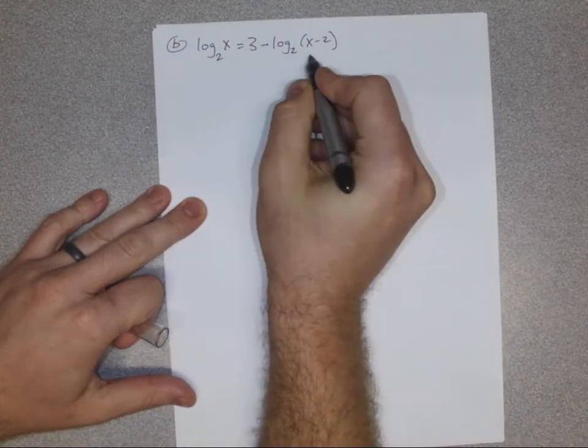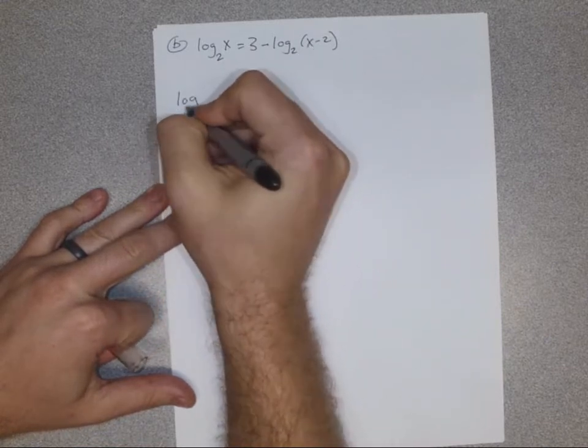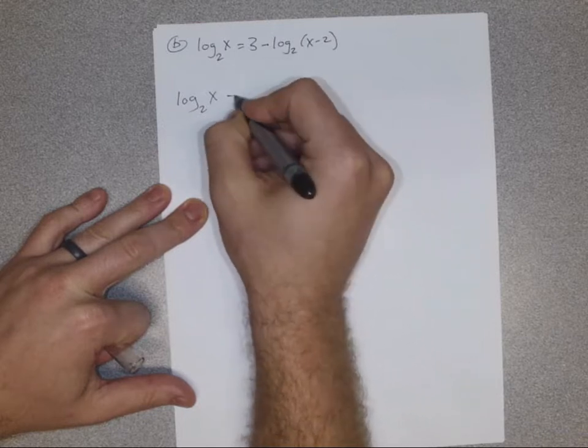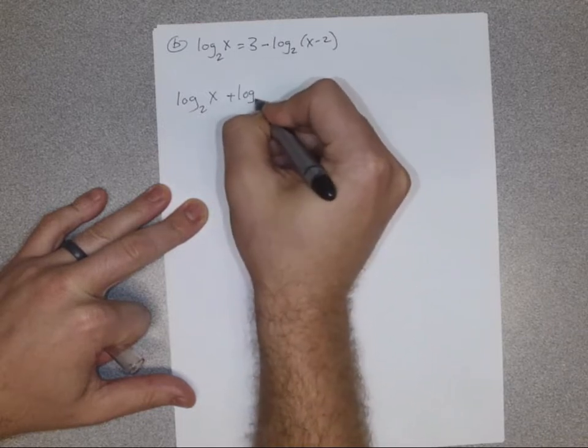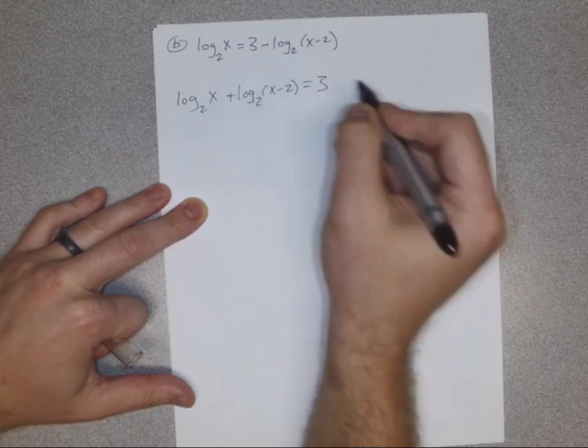So let's add log base 2 of x minus 2 to both sides. So log base 2 of x, and now I'm adding this to both sides, plus log base 2 of x minus 2, and that's equal to 3.